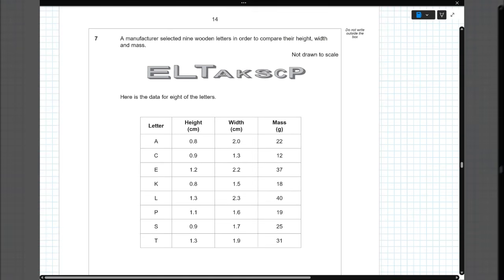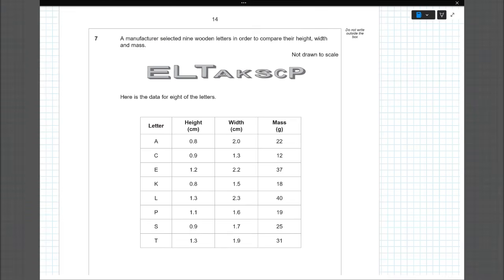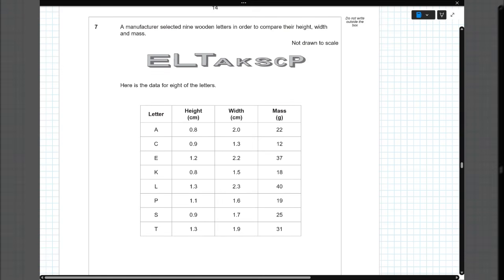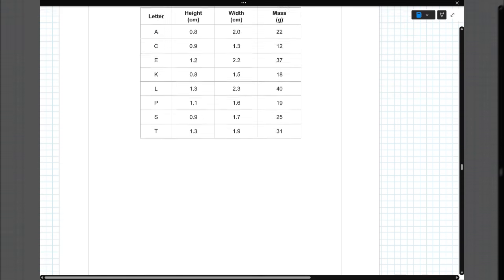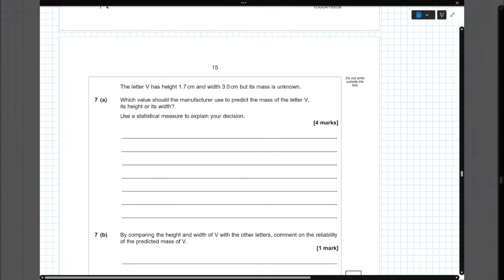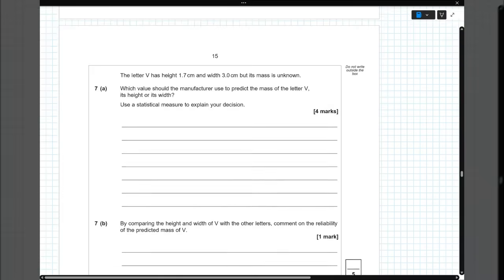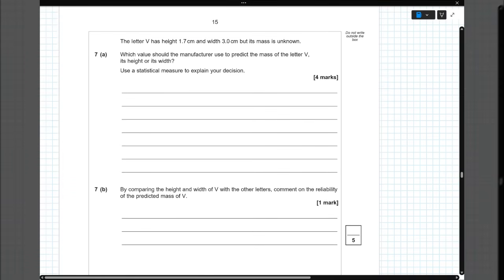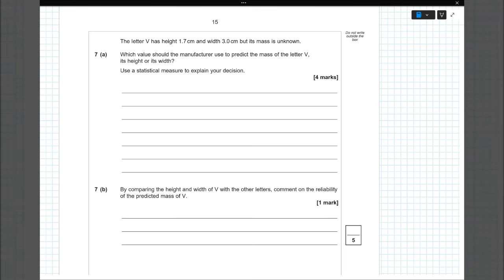Okay, so question 7, we've got a manufacturer and they've selected 9 wooden letters in order to compare their height, width, and mass. Here is the data for 8 of the letters. So one of the letters is missing, and it's revealed in the next page. So the letter V has a height of 1.7 and a width of 3, but its mass is unknown. Which letter should the manufacturer use to predict the mass of the letter V? Is it the height or the width? Use a statistical measure to explain your decision.